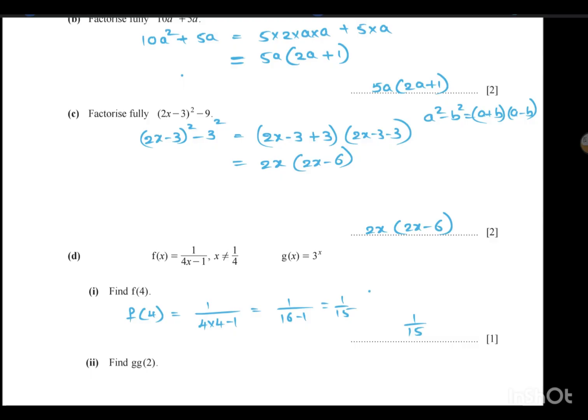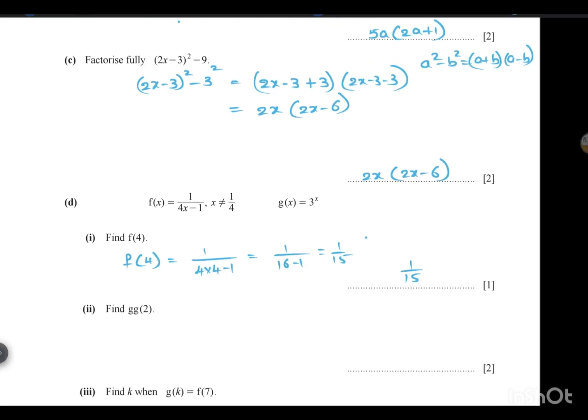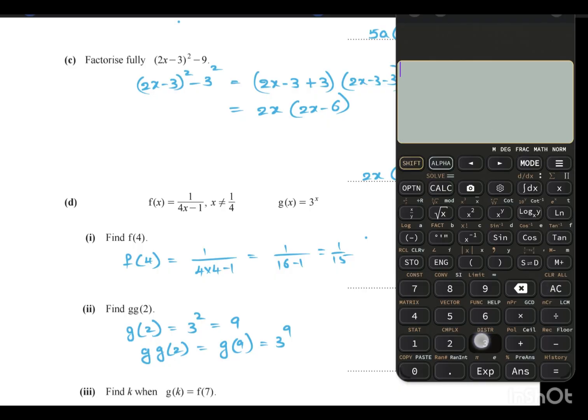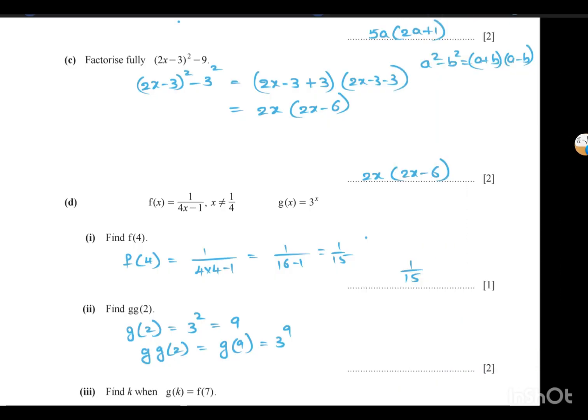Question number 2. G of f of 2. So first of all find out f of 2. G of 2 is 3 raised to 2. That is 9. Then the answer will be g of 9. That is 3 raised to 9. What is 3 raised to 9? Find out in the calculator. 19,683.